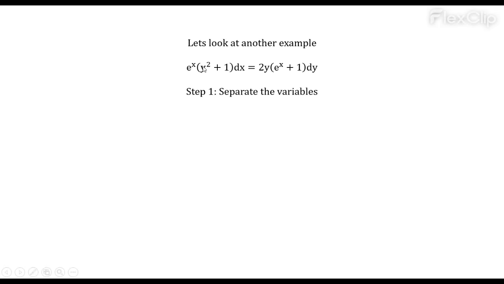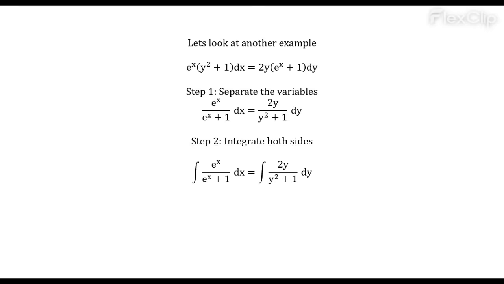As you can see, e raised to x stays here, dx also stays here, but over here we have one bracket which has x, that is e raised to x plus 1. So we will take this term in the denominator, and this y square plus 1 will go to the denominator on the other side. So this is how we get it. Next step, integrating both the sides, we get integral of e raised to x upon e raised to x plus 1 dx is equal to integration of 2y upon y square plus 1 dy.